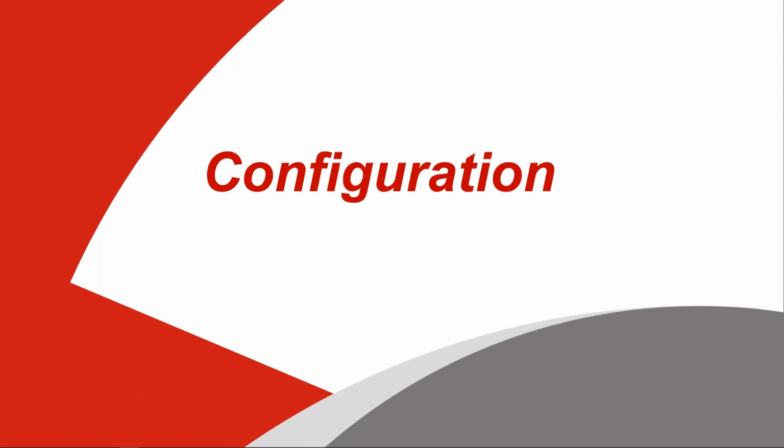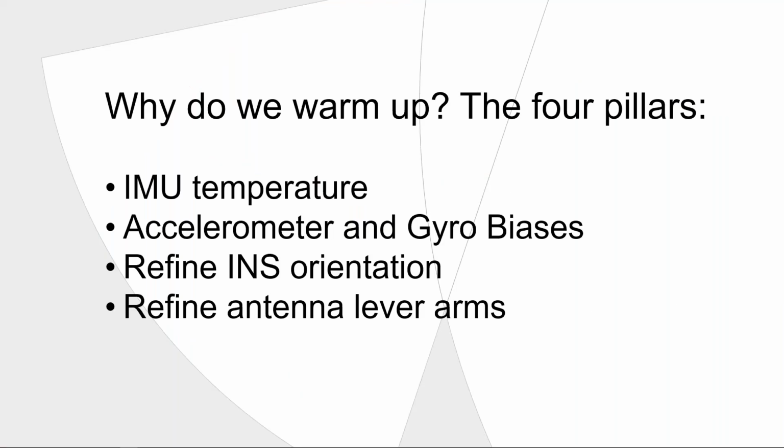If we start off with configuring our INS, we really want to appreciate why we warm up in the first place. There are four key reasons why we do it. Firstly is IMU temperature. Within the IMU, we have accelerometers and gyroscopes, and the output of those depends on the temperature they are. If your IMU is cold, it will produce a different output to when it is warm. So we want to heat the INS up so it's at an operating temperature and stable.